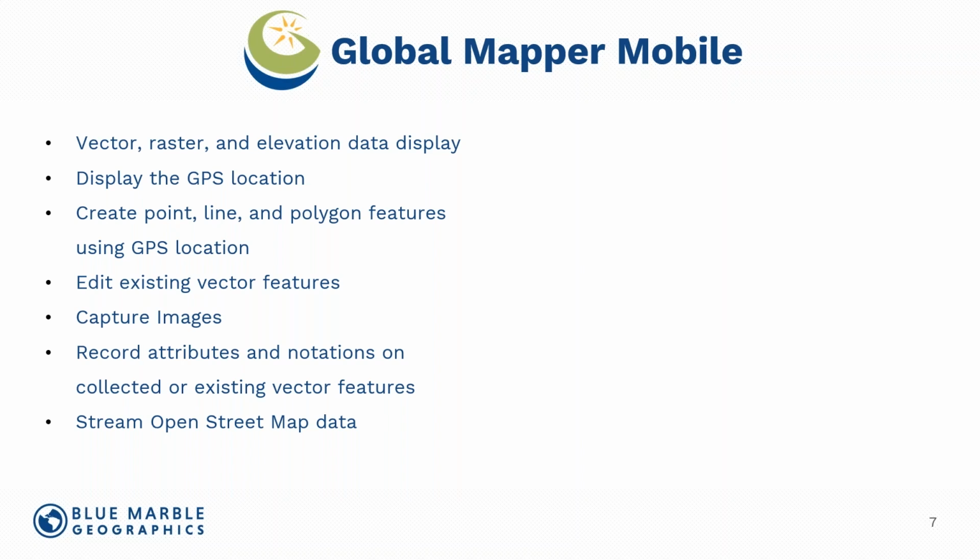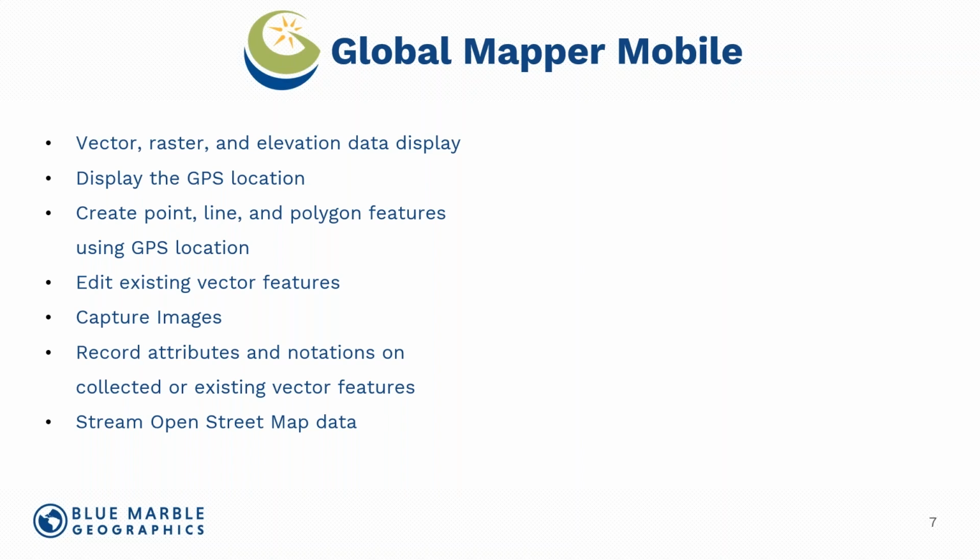And then lastly, there is the ability to stream some free data right into the mobile app to provide a little bit of context, maybe stream some OpenStreetMap data right around your location, to help provide a little context for what you're looking at around you and some of those main features.